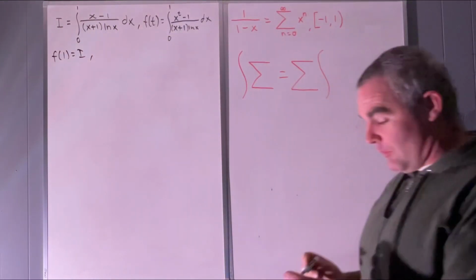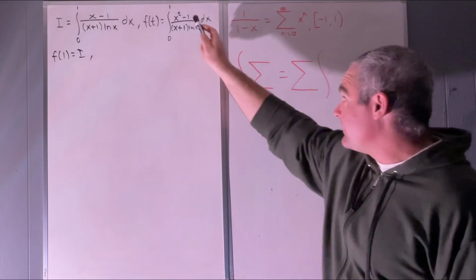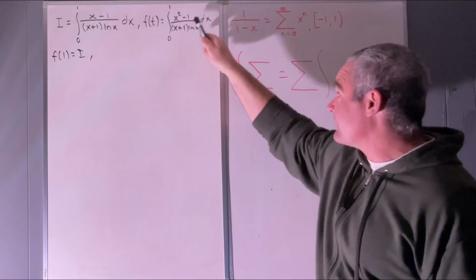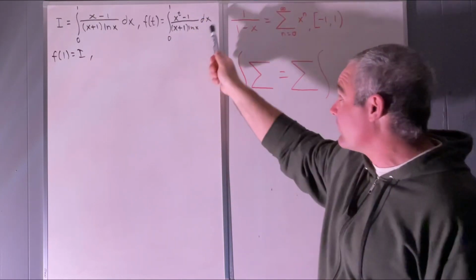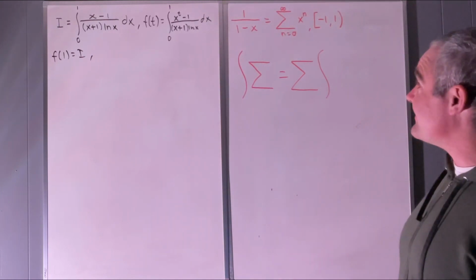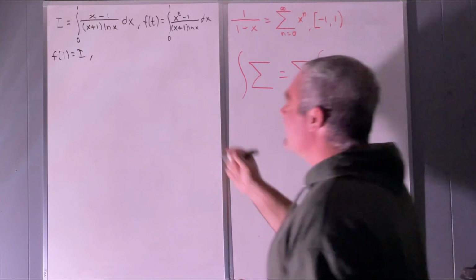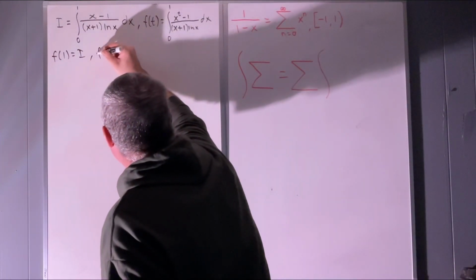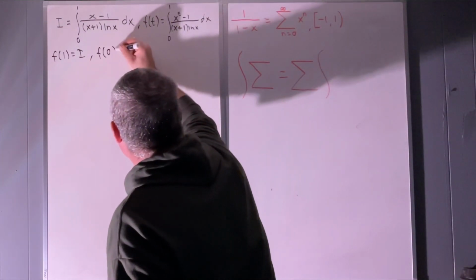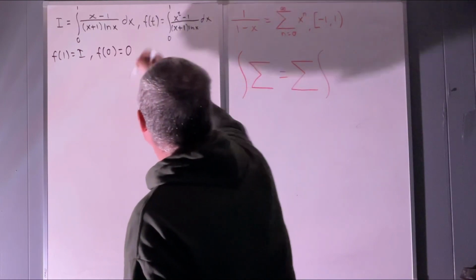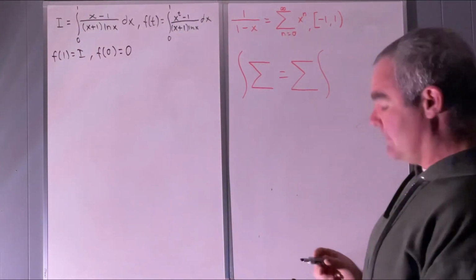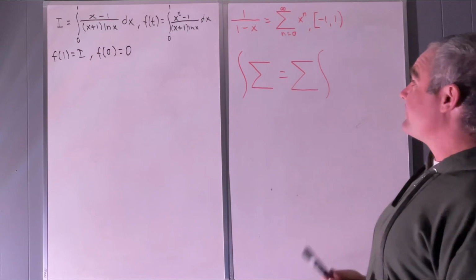Also, if we evaluate it at the point 0, we will get 0, because x to the 0 is 1, 1 minus 1 is 0, and 0 over anything is 0. The integral of 0 over any interval is 0. So, f of 0 is equal to 0. All right. So I'm doing this without notes, so bear with me.